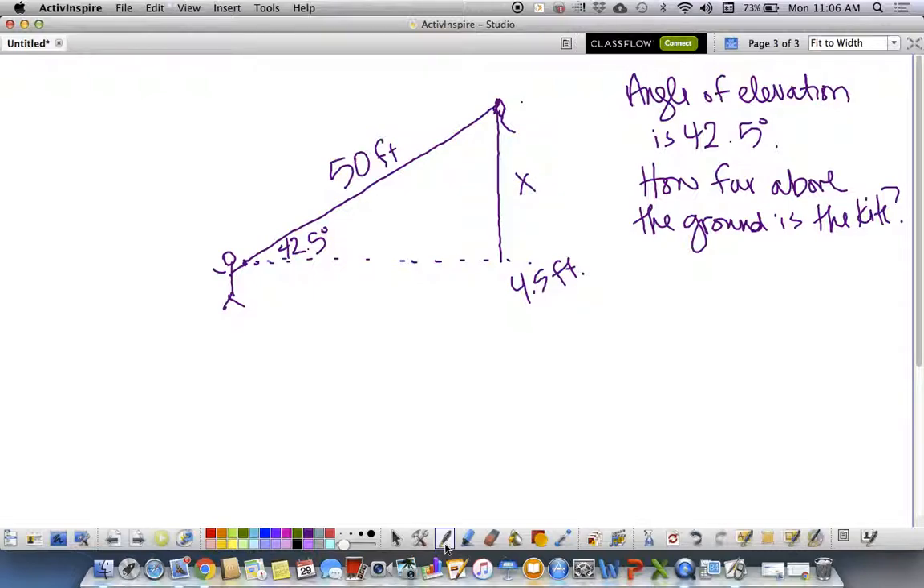So what equation should I use? John, help me out with an equation. Use sine. Why are you using sine? Because you have the opposite of the variable and you have a hypotenuse. So opposite over hypotenuse. So tell me the equation we're using. Sine 42.5 equals x over 50.